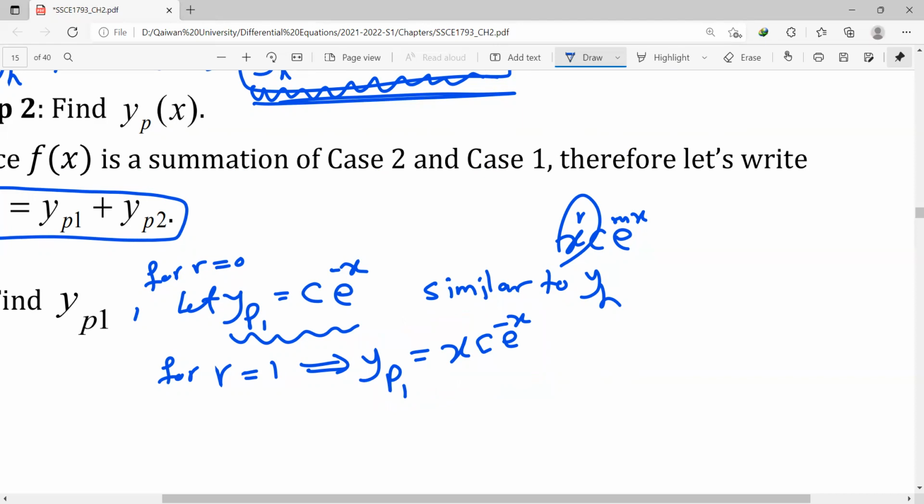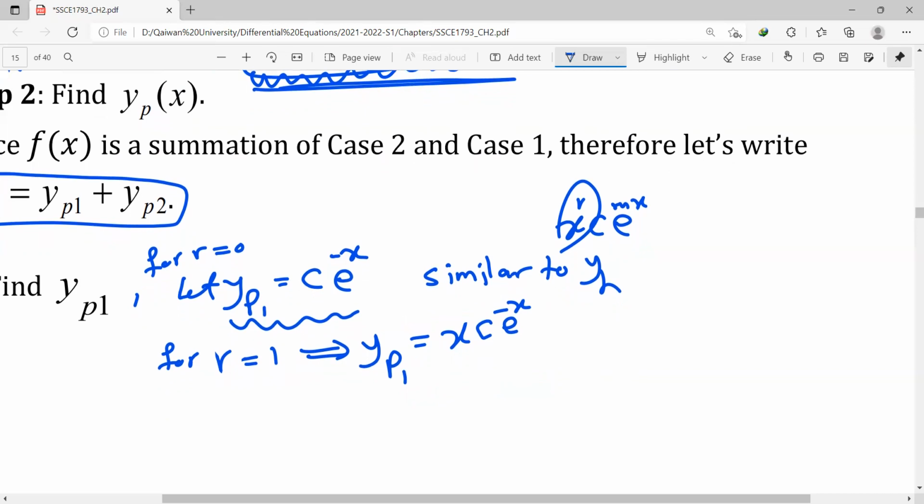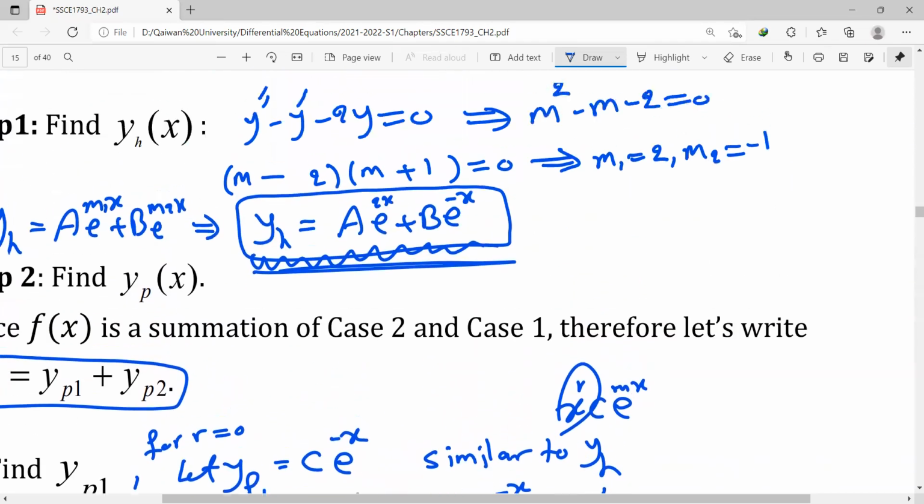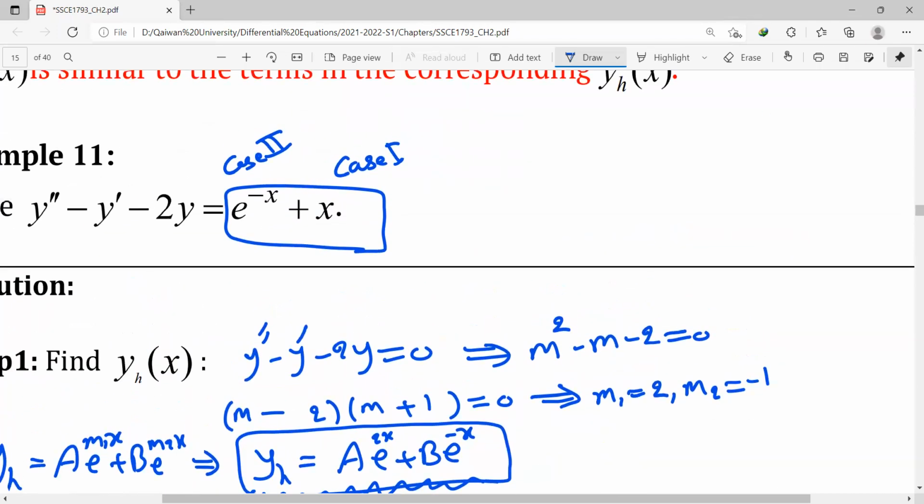Now we do the same process as we did before. We are going to find the derivatives, and then we'll return them to the given differential equation to find the value of the constant. Now, from this, yp1 prime. Why do we say yp1 prime? Because here the right hand side you have two cases. So for each of them, we should find the particular solution.